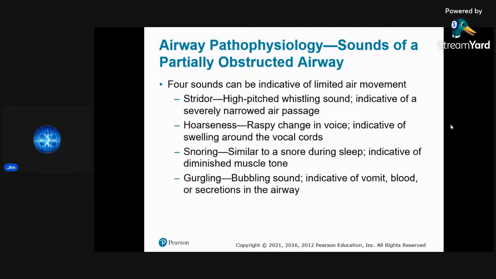Snoring is similar to the snore during sleep and indicates diminished muscle tone. It means your tongue is sliding back, and then that epiglottis is sliding over that glottic opening. Gurgling sound is what? It indicates vomit, blood, or secretion in the airway. A gurgling or bubbling, right? So that means water in the airway of some sort, or liquid.